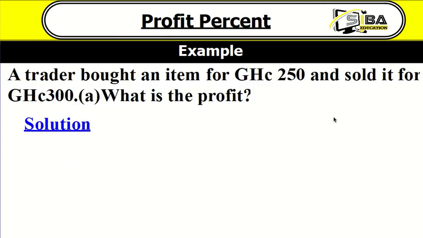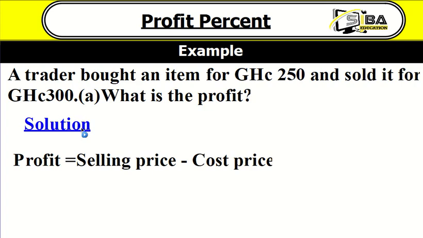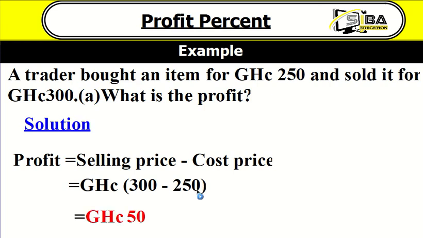Now let's take another example. This time, a trader bought an item for 250 and sold it for 300 cedis. The first thing is, let's find the profit. Remember the formula, profit is equal to selling price minus cost price. The selling price here was 300 cedis. The cost price was 250 cedis. And therefore, the difference, which is the profit, is 50 cedis.